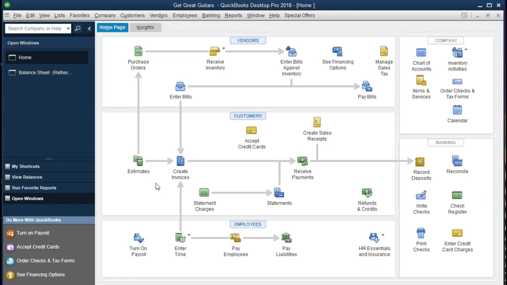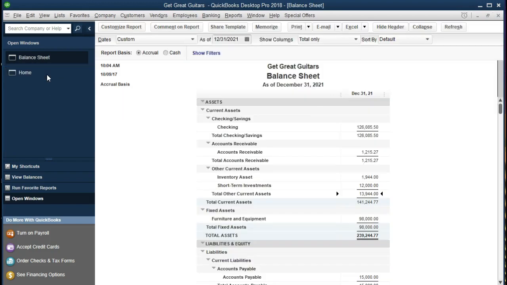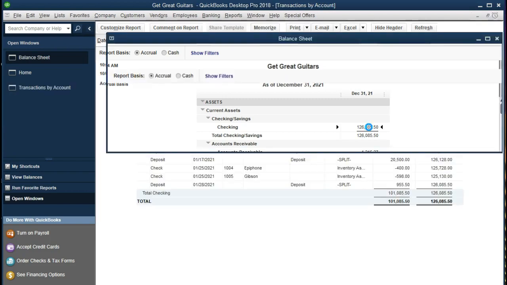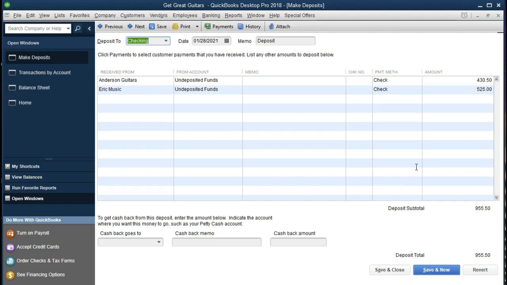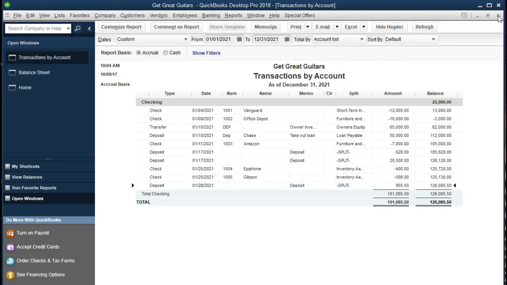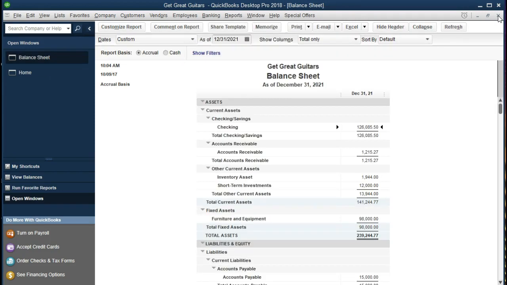See if that is the case by going back to the balance sheet, looking at the checking account, and we're going to double click on the checking account, see what is in there. And then this last item here is our deposit. Double clicking on the deposit, we see there it is. So the deposit has gone into the checking account. That is good. The other side of it should be in undeposited funds. Note that undeposited funds, however, has gone away.